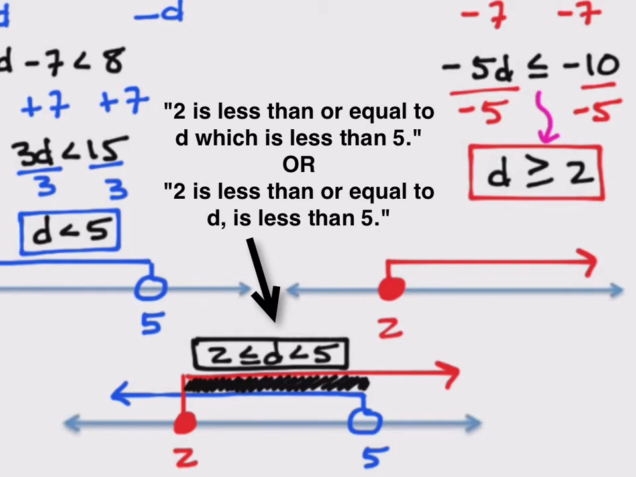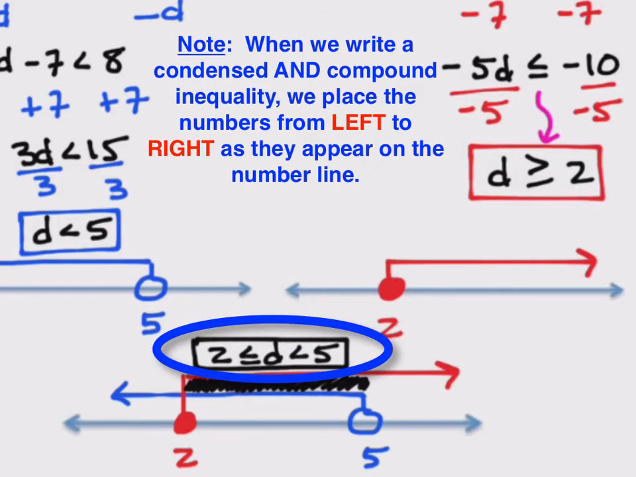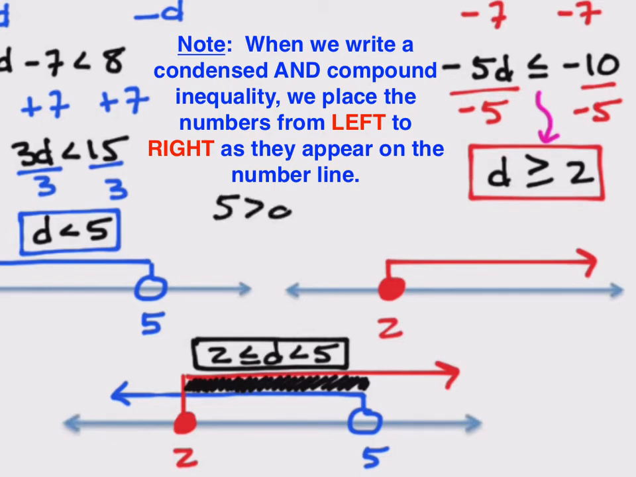And you can see that both of our individual inequalities from before are embedded within this final inequality of our solution set. A couple of other things. When we write these condensed and compound inequalities, we like to place our numbers from left to right on the number line. You can see that 2 is to the left of 5 in this inequality as it is on the real number line. So while in theory you could write this as 5 is greater than d, which is greater than or equal to 2, and that's a true statement, we tend not to write it that way.